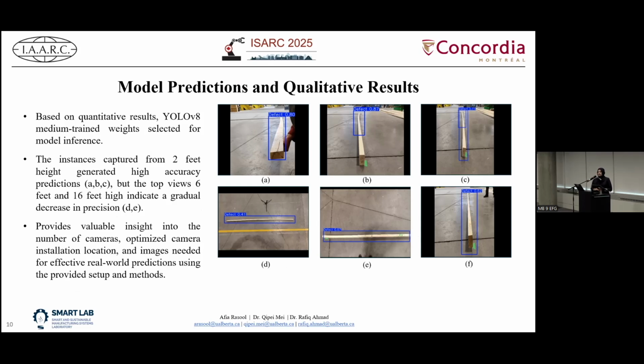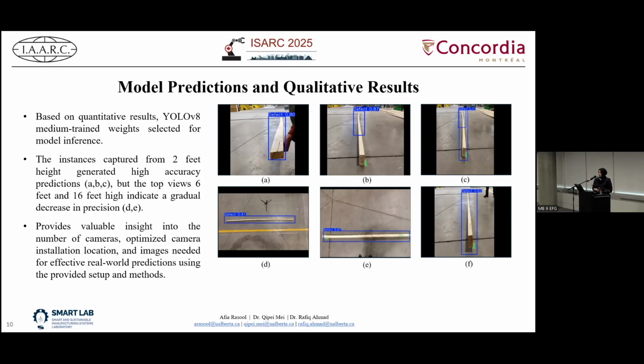So based on the quantitative results, we chose YOLO V8 medium trained weights for the model predictions, and these are the results of the model predictions that we got. An important thing that we can notice from this insight is that the 2 feet angle is the most optimum one for the real-time application, because the accuracy is maximum here and it starts to gradually decrease as we move the camera forward.